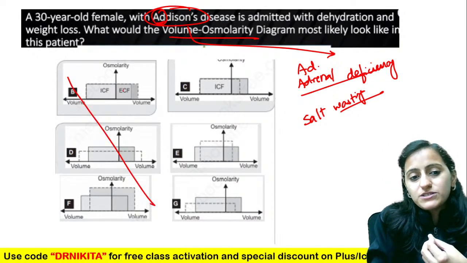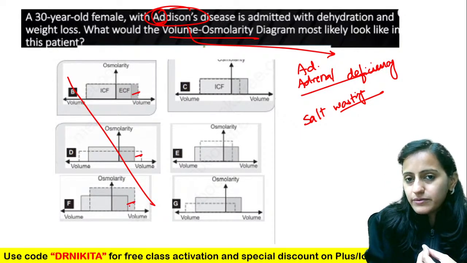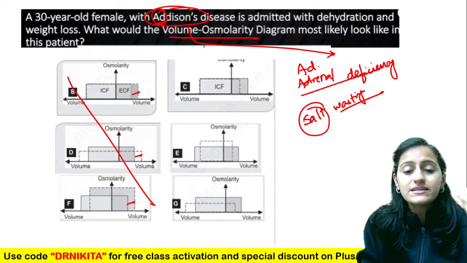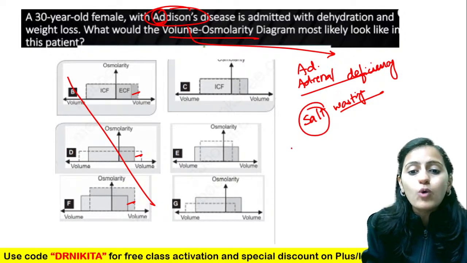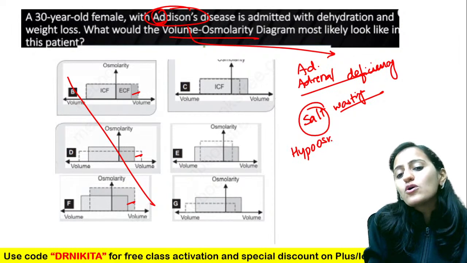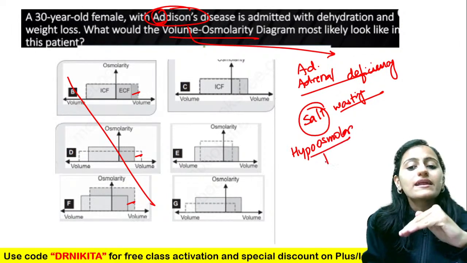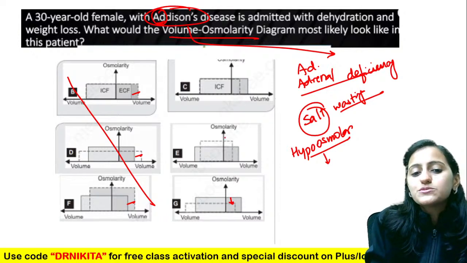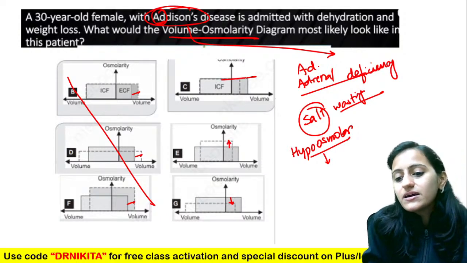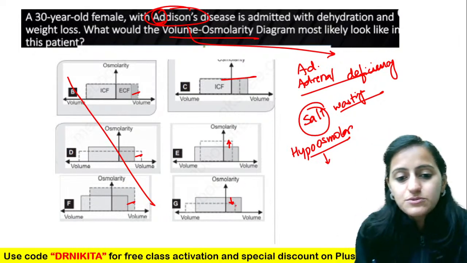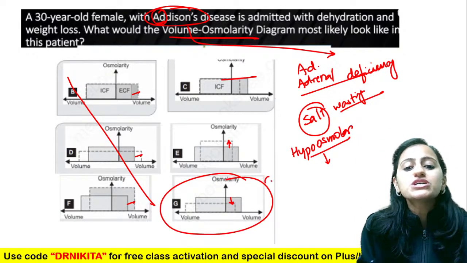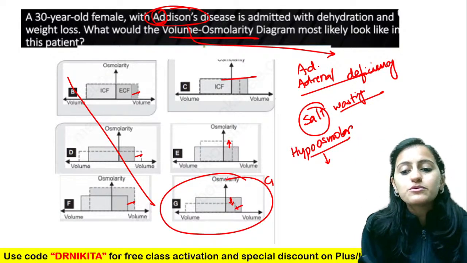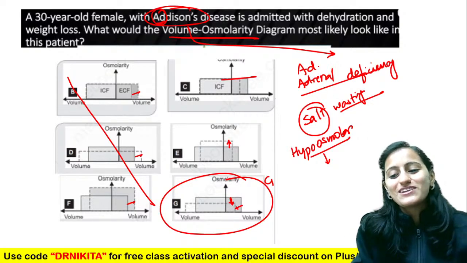So again, these options are ruled out, where you have the gain of fluid. Salt we are wasting. So what remains in the body is the water. That is your hypoosmolar state. The osmolarity will decrease. The osmolarity is decreasing in this one. Here the osmolarity is increasing, here it is compensating. So this one is basically your option G. There is loss of fluid with the decrease in osmolarity.